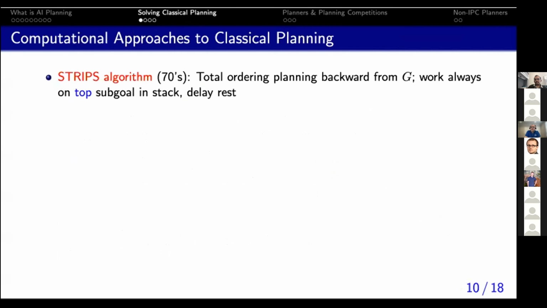Having established what planning problems are, let's look at the methods developed over the years for solving these problems. As I mentioned before, we focus here on classical planning. So the first algorithm was the STRIPS algorithm, which keeps a stack of open facts, finds an action that achieves the top fact in the stack, removes it, and adds the preconditions of that action instead.